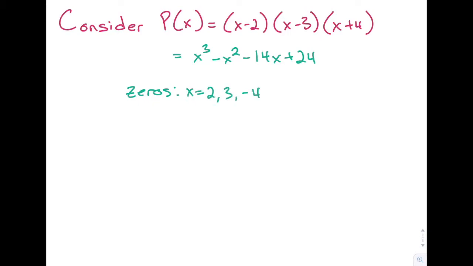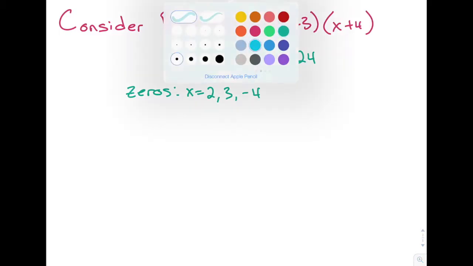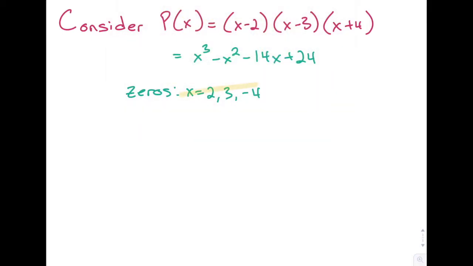It's interesting to note this relationship between the zeros 2, 3, and negative 4 and the constant term of the polynomial, 24. In fact, 24 can be broken down as negative 2, negative 3, and positive 4. That is, the zeros of this polynomial are factors of the constant term. And this happens to be, in general, true.